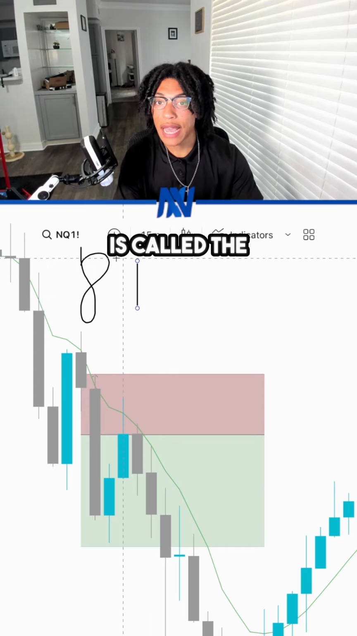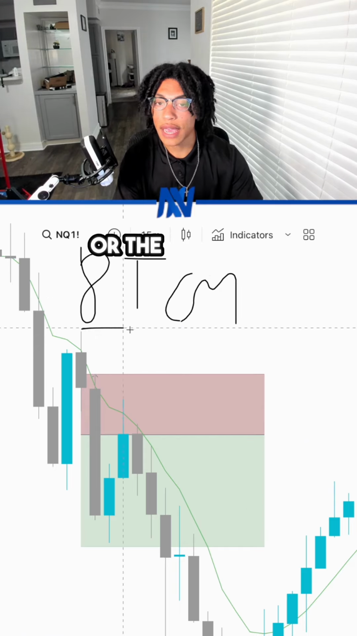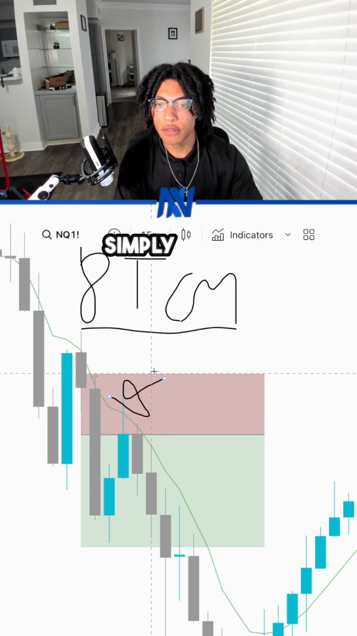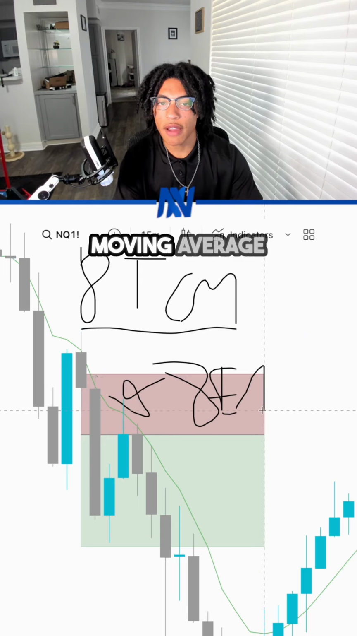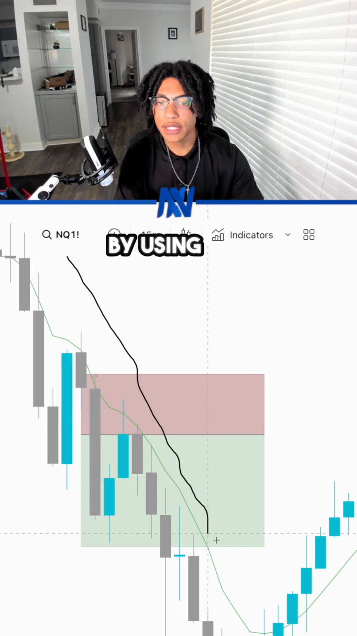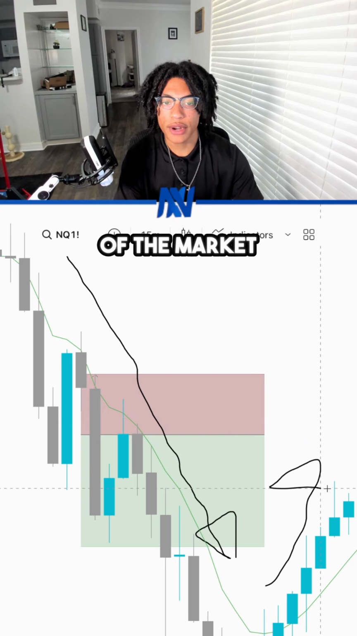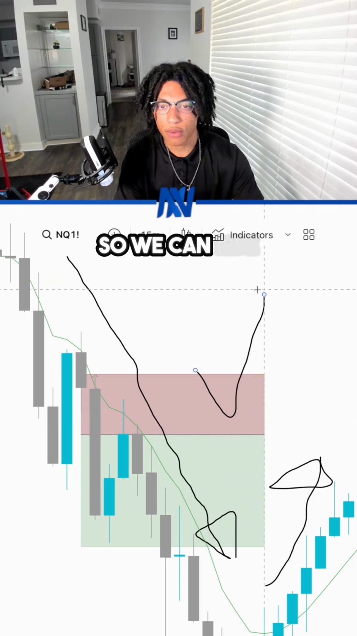This strategy is called the 8 EMA trend continuation model, or the 8 TCM for short, and all we do is simply use an 8-length exponential moving average, or 8 EMA for short. By using this 8 EMA, we measure the current trend of the market and use the trend to our advantage so we can ride the wave of the trend.